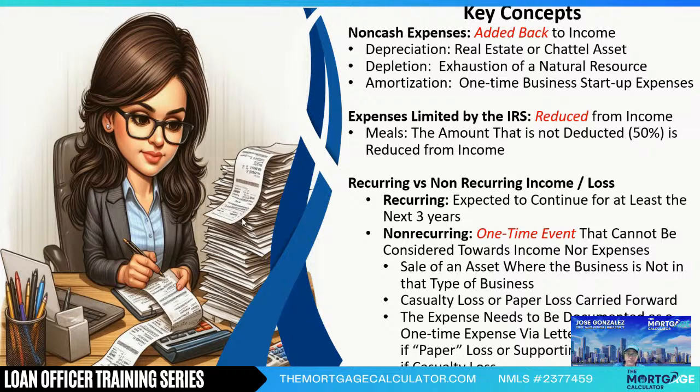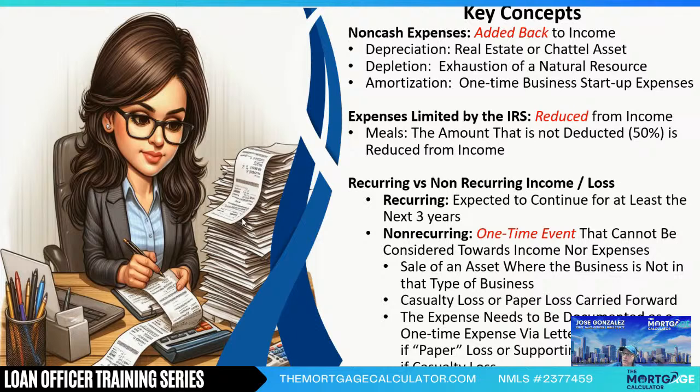And like I was saying there, the expense would need to be documented as a one time expense via letter from the accountant if a paper loss, or supporting documentation if it is a casualty loss. Now, this recurring versus non-recurring income or loss is probably the scenario that would provide the greatest opportunity for you to recoup income and save a deal.